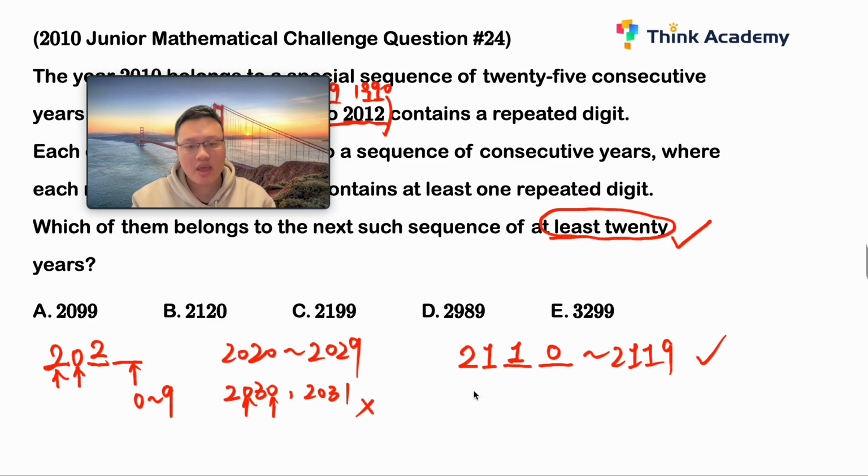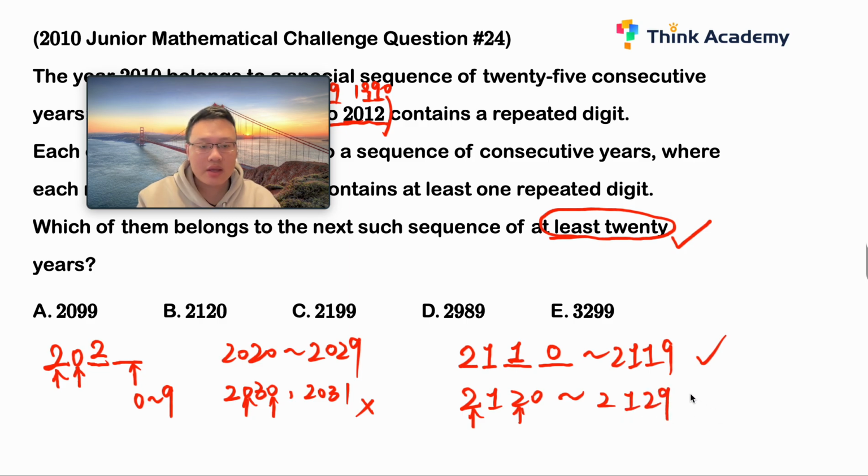And what's the next number we have? That will be 2120. You still got two 2s here, right? And then all the way to 2129. Out of those 10 numbers, you also got a repeated digit. And then what's next? You got 2130. Now we're going to stop here because that's the complete sequence and you have exactly 20 years in that sequence, right? So that will be the next sequence. You have this repeated digit and the number of years is at least 20.